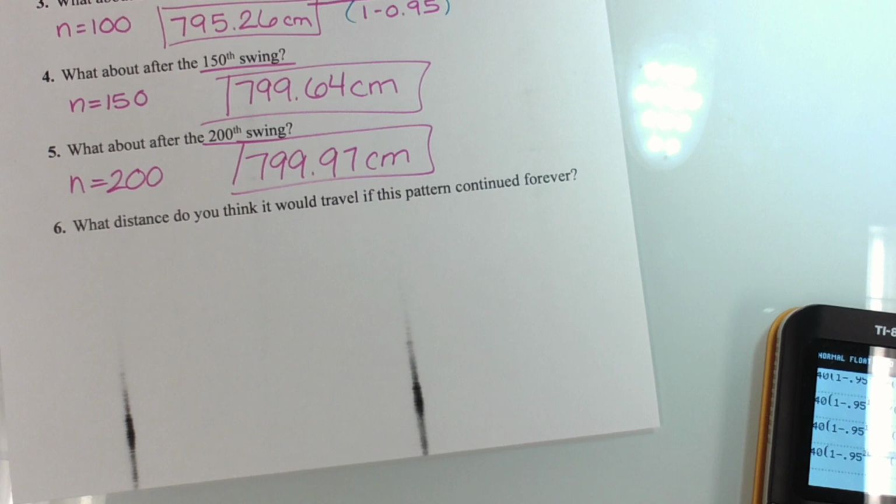What if we continue this pattern forever? How far do you think that pendulum will swing? It would become an infinitely long decimal. Okay. Other thoughts? It would stay around 800.